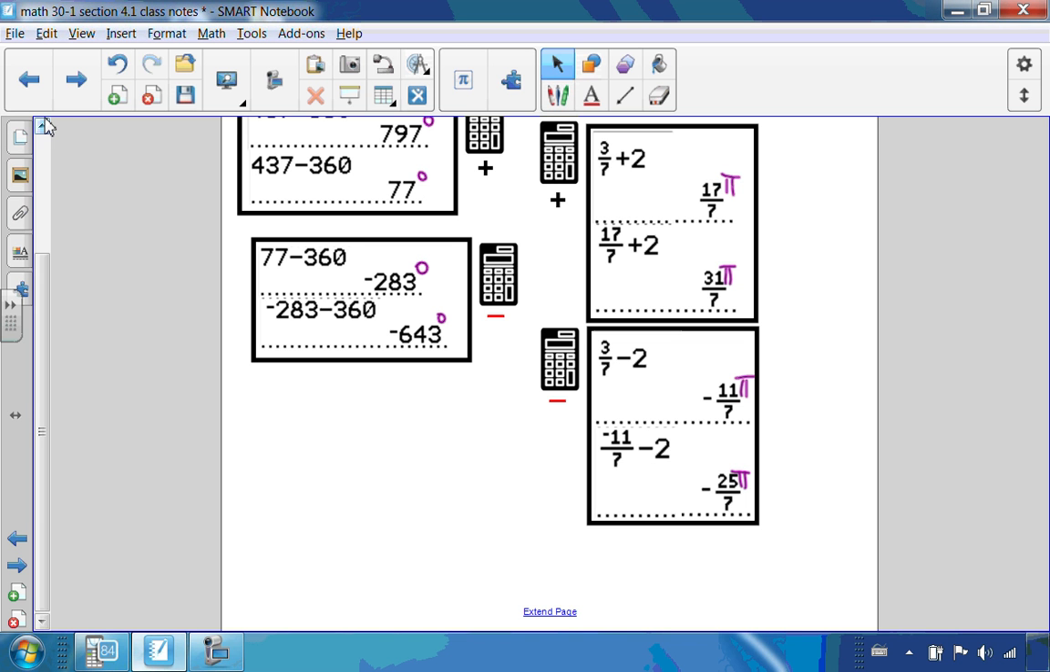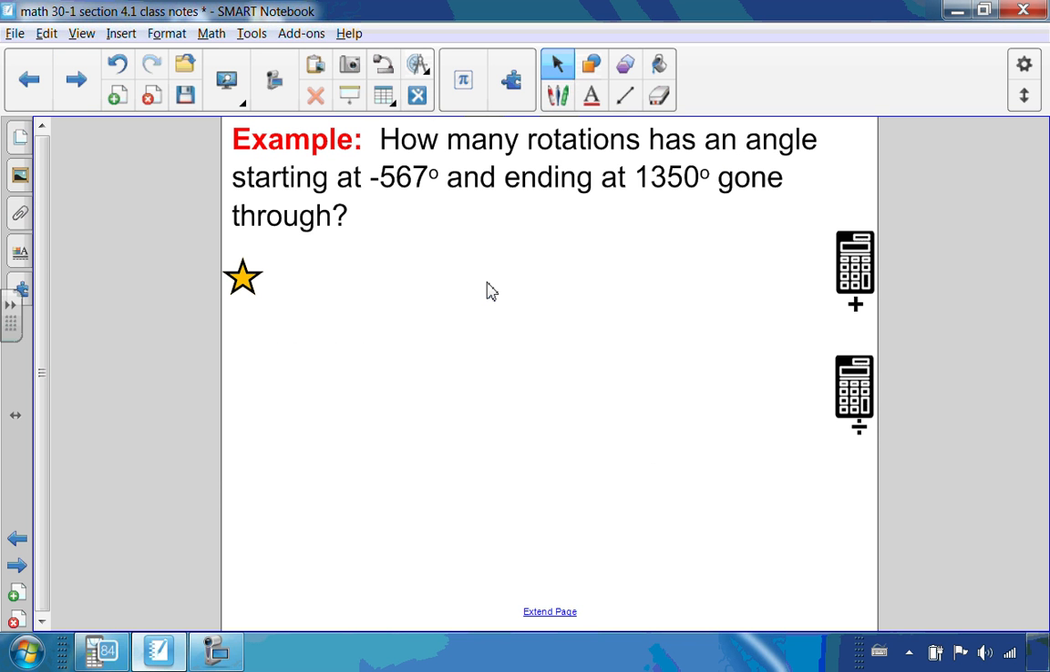So I just want to end with 2 more examples of coterminal angles where we're finding the number of rotations and we're finding an angle given the number of rotations. So in this example here, I want to know how many rotations has an angle starting at negative 567 degrees and ending at 1,350 degrees gone through. So I could just keep on adding multiples of 360 and figure out the answer, but I want to do this efficiently.